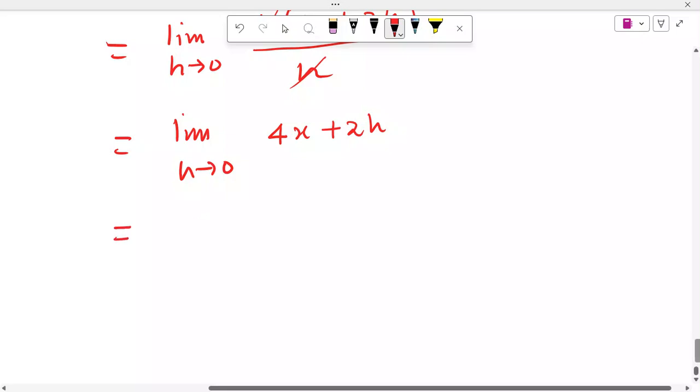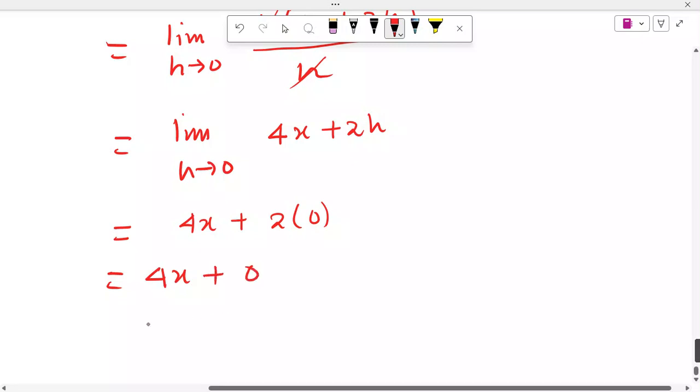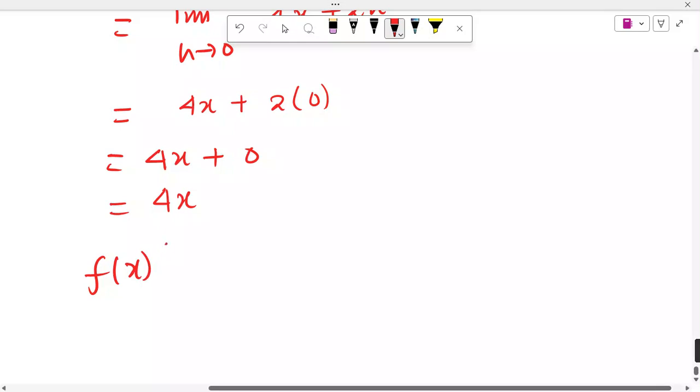So now, how do we get the answer? So this limit as h approaches 0, what it means is, if we substitute where there is h, we put 0, what will be our answer? So we'll say 4x plus 2, where there is h, we put 0. We are applying the limit here, because we have reached the end and we still have h. So where there is h, you substitute 0. Then you don't write the limit here because you have applied it. When h is 0, this is 0 here. So we have 4x plus 0. So this will be just 4x. So this is your answer. So f prime of x equals 4x.